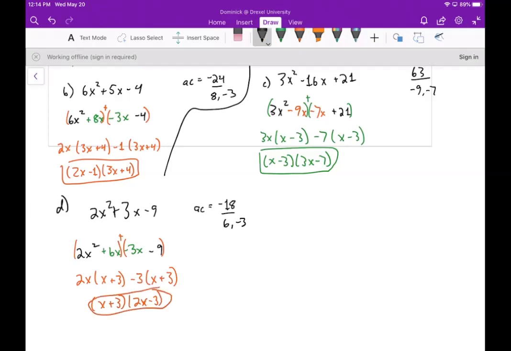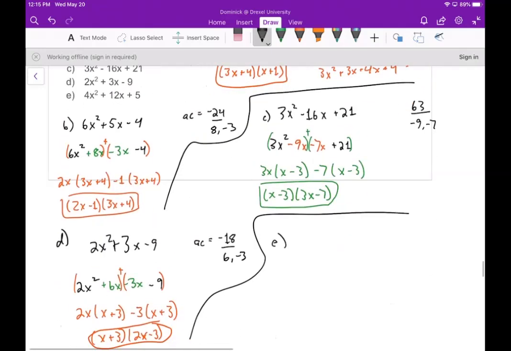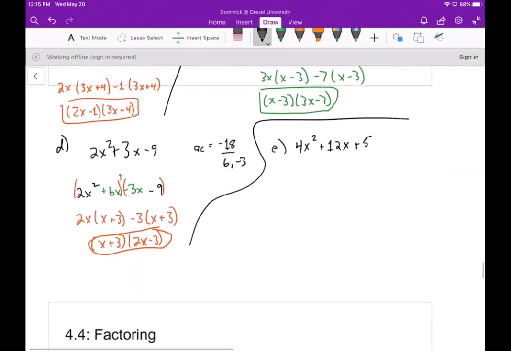Okay, and last but not least, we got part E, which is 4x squared plus 12x plus 5. Okay, so here if I do 4 times 5 for my A times C, I'm going to get a 20. And I need two numbers that multiply to 20 and add to 12, so that's 10 and 2. Plus 10x plus 2x, and then plus 5.